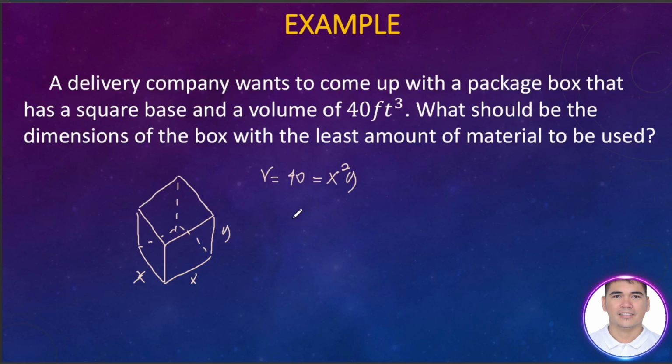And then we need to solve for y in terms of x. So what is the purpose of writing y in terms of x? The reason is in order for us to express the function to be minimized in terms of a single variable, so that we can minimize it more easily. So we have y equals 40 over x squared.